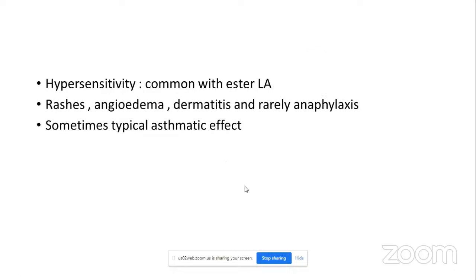Hypersensitivity reactions are also common with ester local anesthetics. Rashes, angioedema, dermatitis, and rarely anaphylaxis. Sometimes a typical asthmatic effect can also be seen.